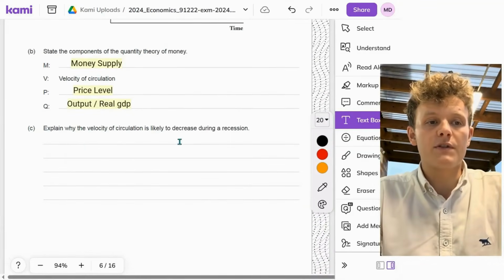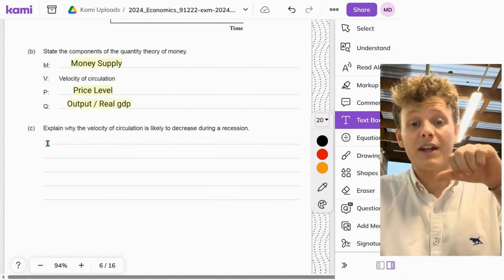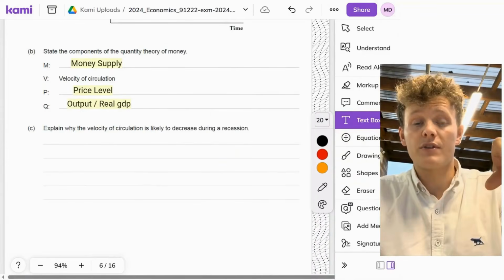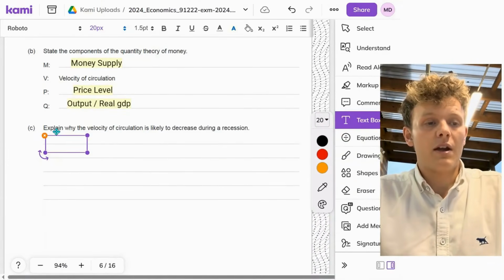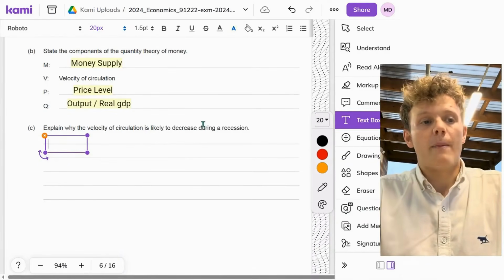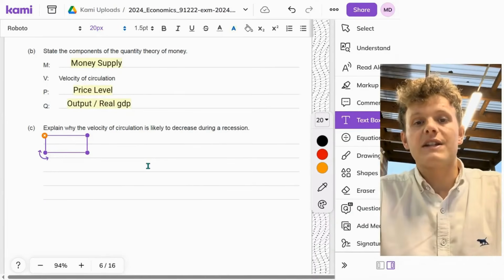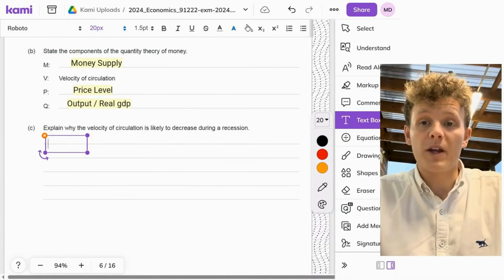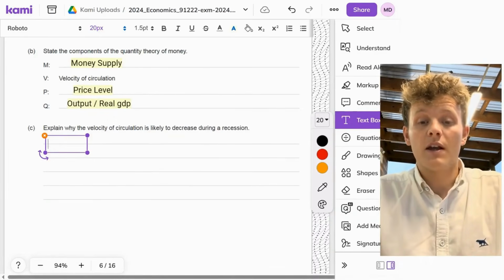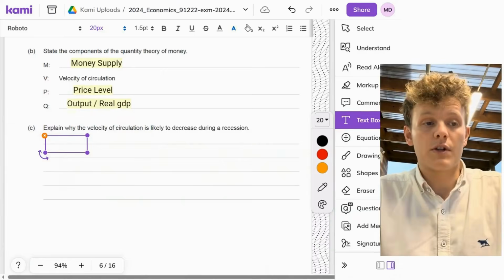Explain why the velocity of circulation is likely to decrease during a recession. So we're going to start with a definition, because we can easily put a definition of recession in here just to help fill out our answer and demonstrate our understanding. And then we're going to talk about why it's going to decrease. So obviously during a recession, there's uncertainty, high unemployment, therefore low consumer confidence and low spending, and perhaps low business confidence, and therefore low investment as well. So those two will combine to lead to a lower velocity of circulation.